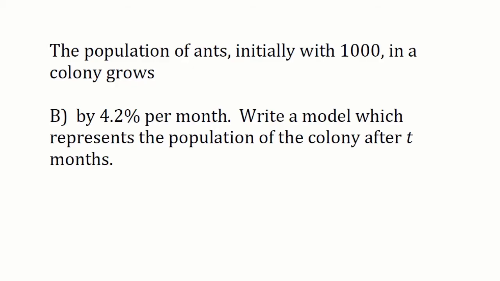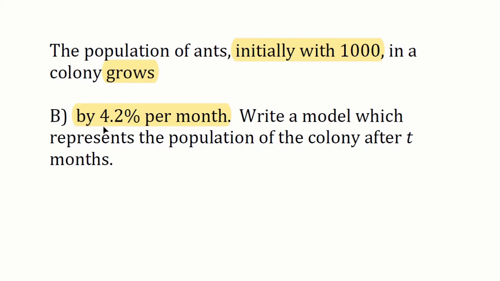All right, so now let's look at part B of the example. All of that beginning description is retained the same here. We have a population of ants that initially started with 1,000 of them, and this colony grows. Now in part B, we're in a different situation. It grows by 4.2% per month. Similar task: we want to write a model which represents the population of the colony after t months. The default time period here is month.